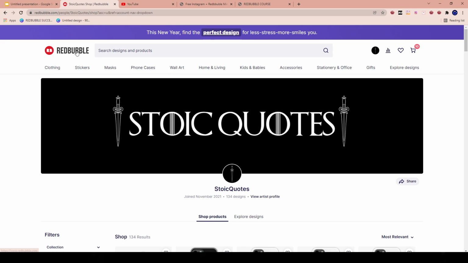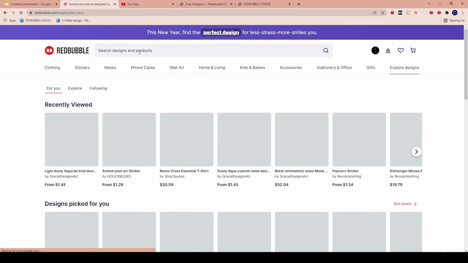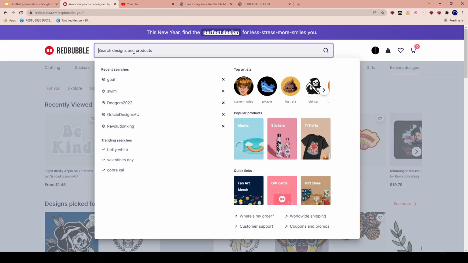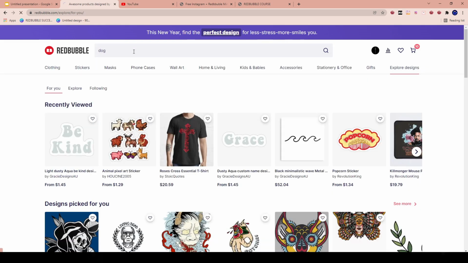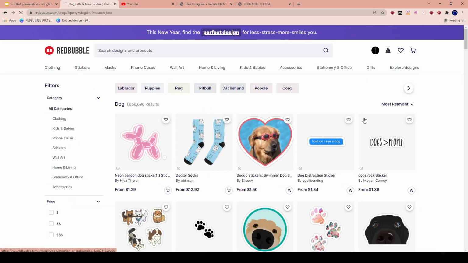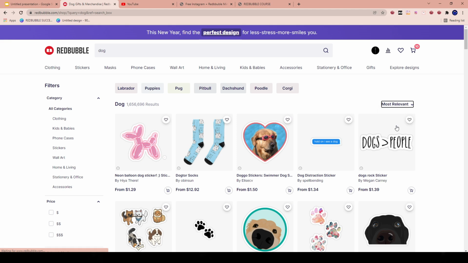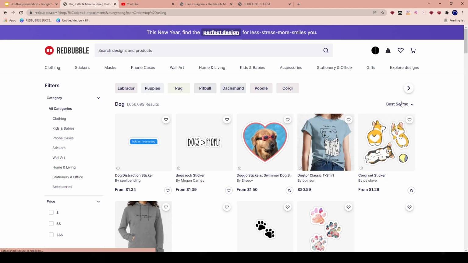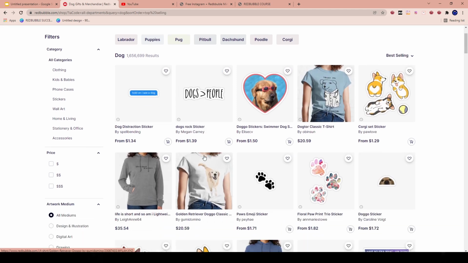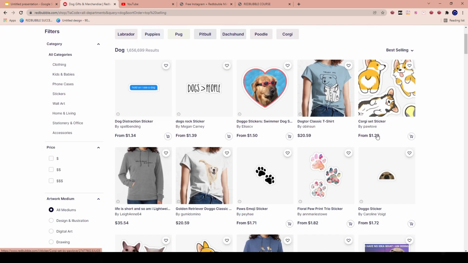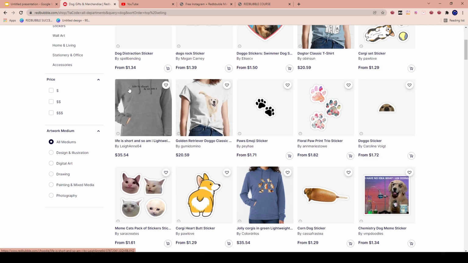And that's where Redbubble's algorithm is a little bit trippy, right? For example, if I search for, let's say, dog on Redbubble, and I filter for the best selling, let's go ahead and check the best selling here. You could see here that there is some stuff that is not necessarily related to a dog. So here it says, life is short and so am I. This has nothing to do with dogs.